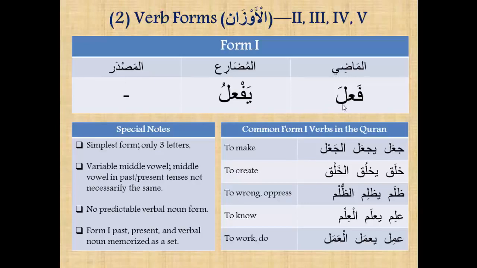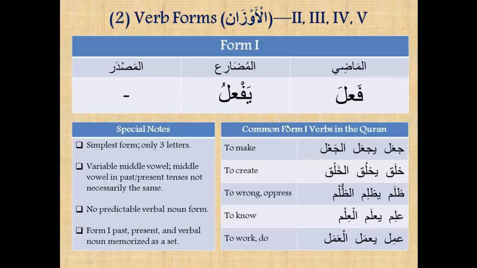So you can have kataba yaktub al-kitaba. You can have qara'a yaqra al-qira'a. Qala yaqulu al-qawl. Rahima yarham al-rahma. So as you can tell, there are so many different types of masadir for form 1. You just have to memorize it. So form 1 is tricky because the past tense, the present tense, and the verbal noun must be memorized all together as a set. There's no way for us to predict the middle vowel, and there is no way for us to predict the masdar.